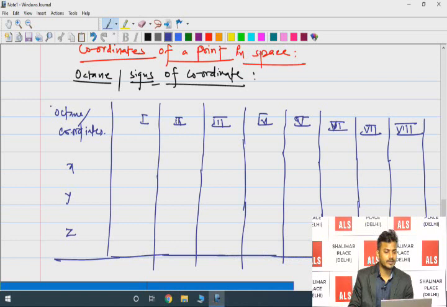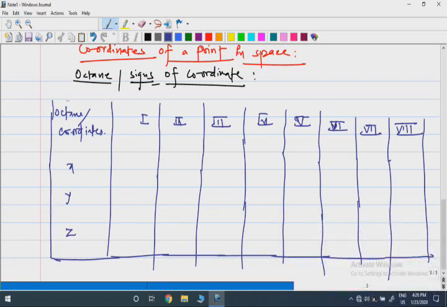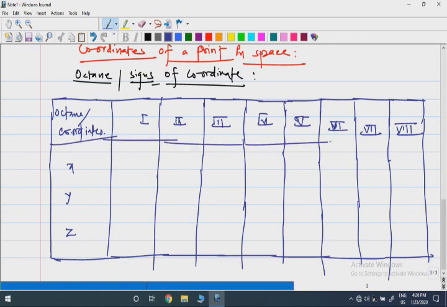Make the same table, please, everyone. This is very important. In boards or in schools, you will get a direct question. They will give you a point and will ask for the octant, in which octant this point is lying, right? And if you do not remember the sign convention, plus minus minus plus, you will definitely lose marks then. So it's really important. Okay, now let's see.